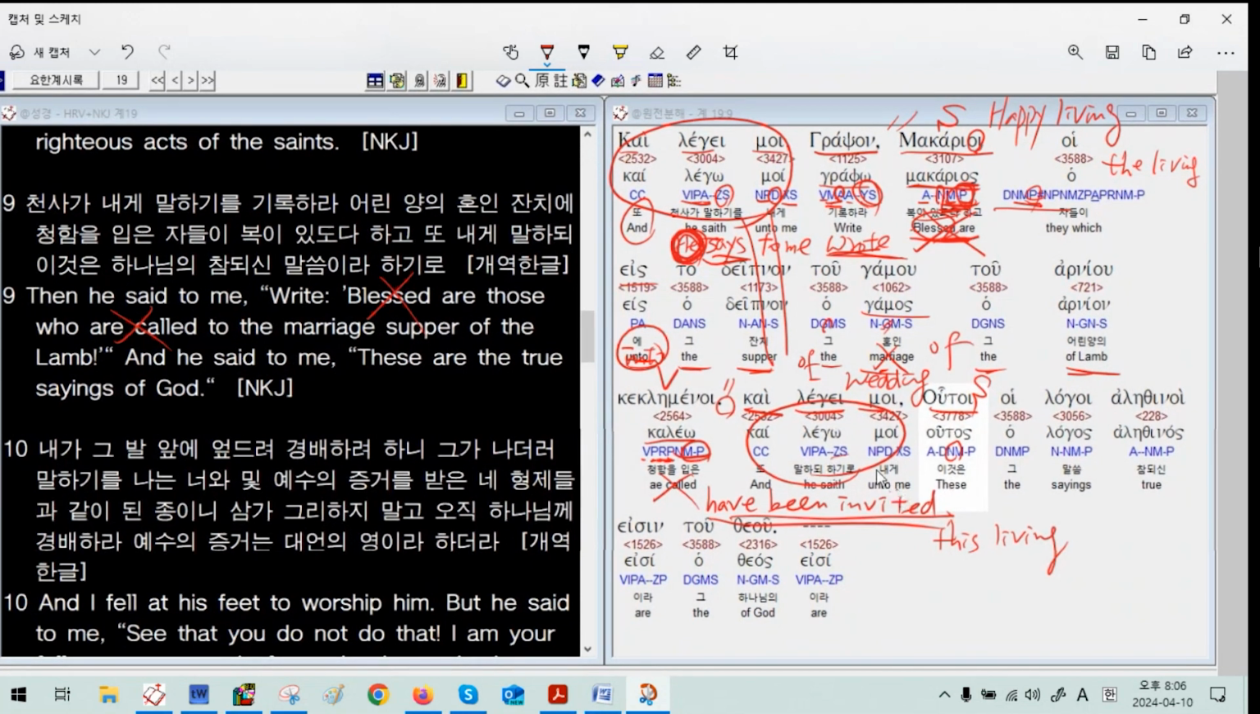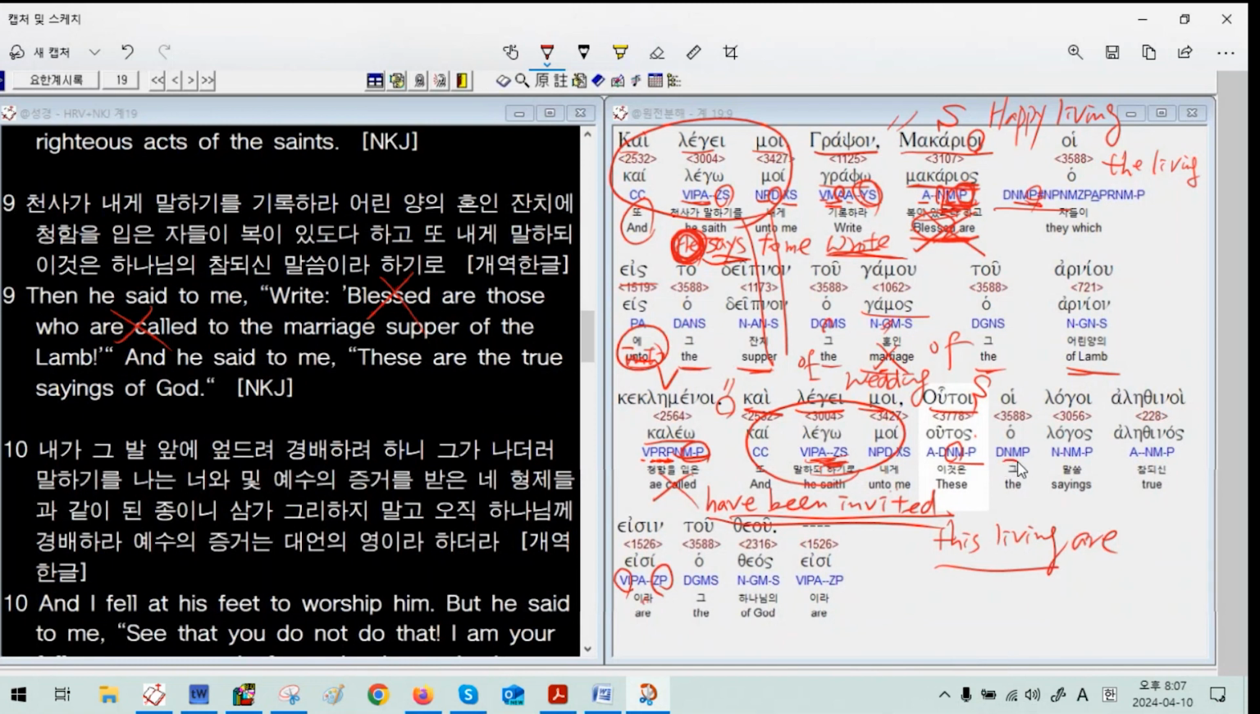So he says to me, which is a seventh messenger who poured out the seventh bowl. And then hutoi, this living. This is a subject. The verb is right here. You see verb. So NMP, third person plural. So these living are, right?